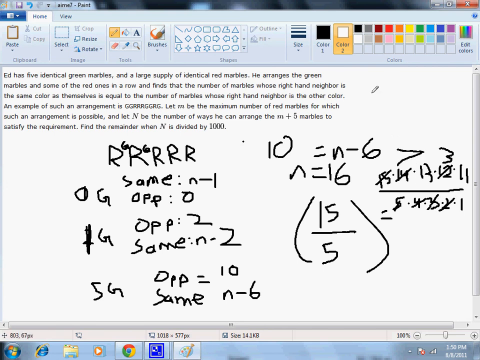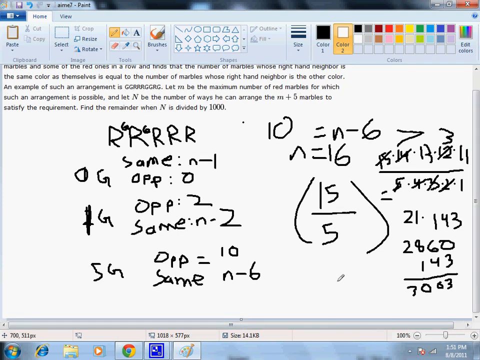So then this becomes 21 times 143, which will become 1430 plus 28, 60 plus 143, which is 3003. And since we want to find the remainder when we divide by 1,000, the answer is 3.